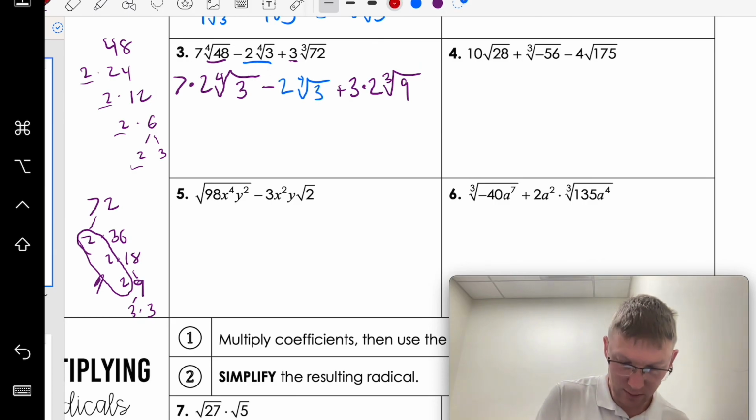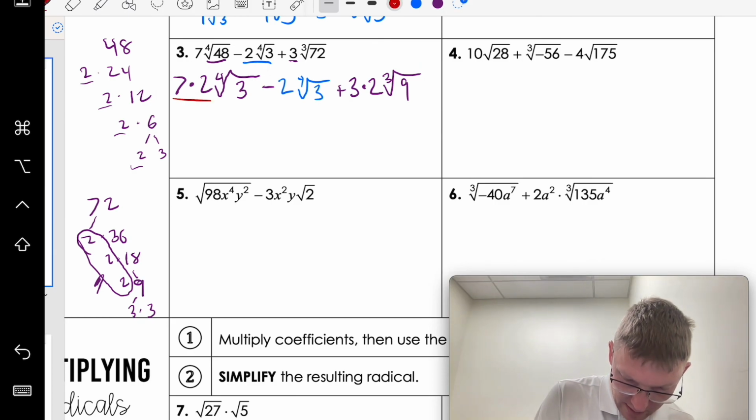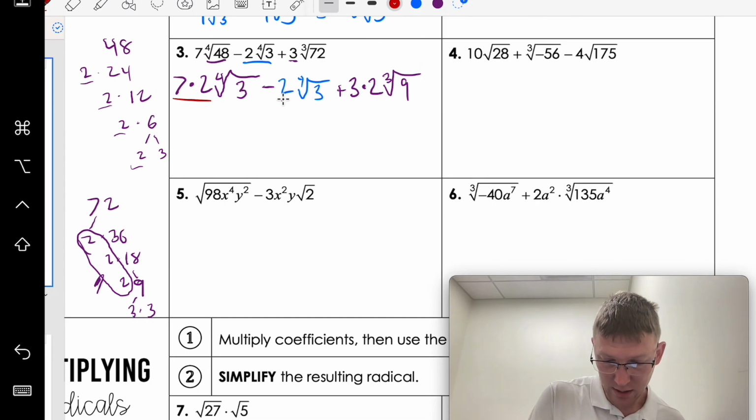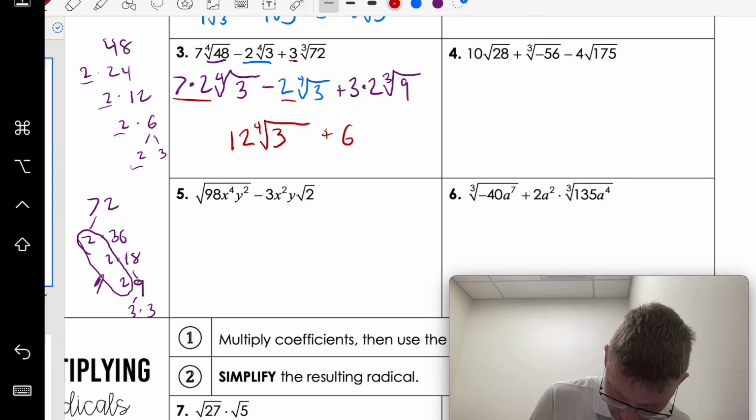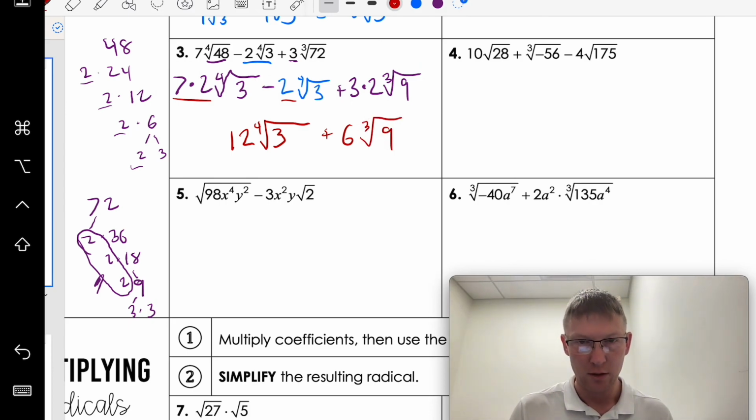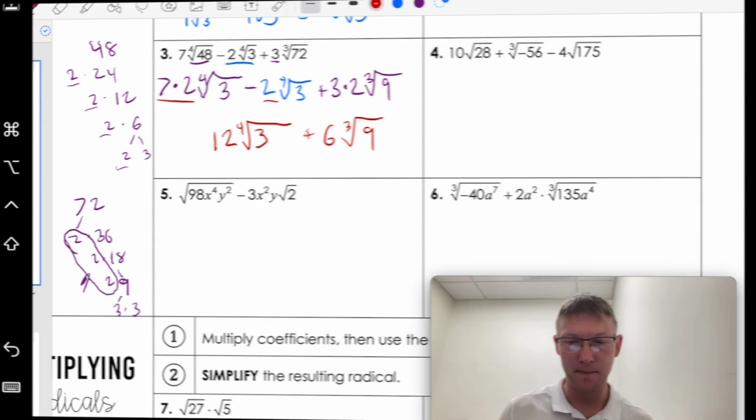So our final answer is going to be 7 times 2 is 14 minus another 2. So that's going to be 12 4th root of 3 plus 6 cubed root of 9. So again, I'm hoping that you're making the connection that once you get these square roots simplified, they just turn into variables. The ones that match can be combined, added, or subtracted. The ones that don't match have to stay separate.